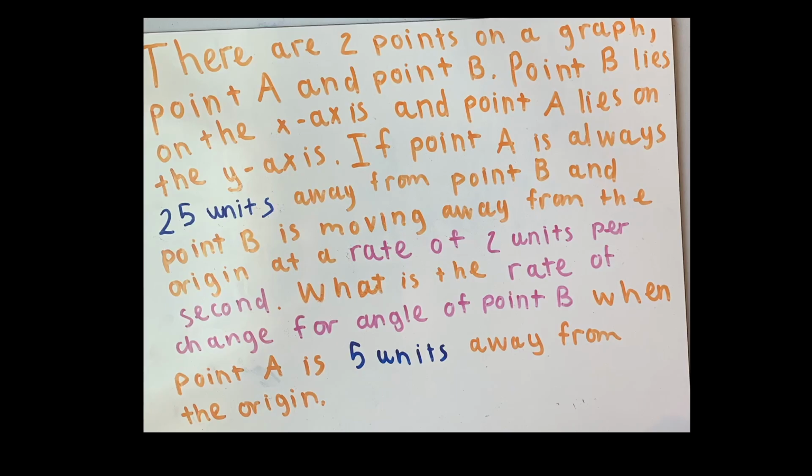There are 2 points on a graph, point A and point B. Point B lies on the x-axis and point A lies on the y-axis. If point A is always 25 units away from point B and point B is moving away from the origin at a rate of 2 units per second, what is the rate of change for the angle of point B when point A is 5 units away from the origin?